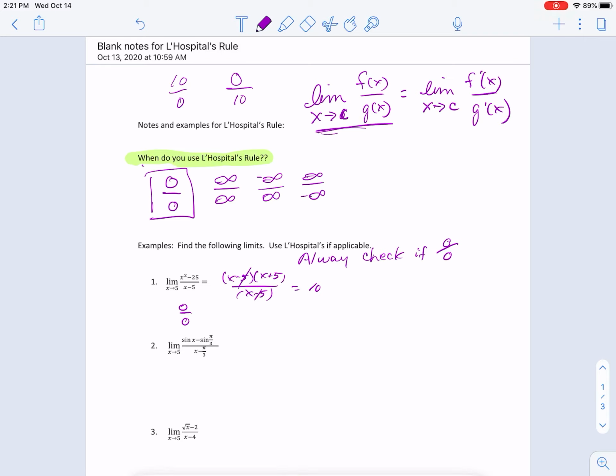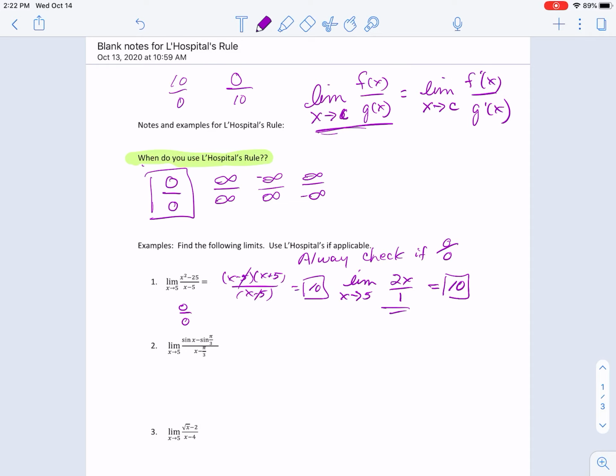What L'Hopital's rule tells us is I can go ahead and take the derivative of the top and the bottom, so I'm going to have the limit, x is still going to 5, of 2x over 1, and now you plug in your 5 and you get 10. The answers are the same. This is just easier. You don't have to remember how to factor.